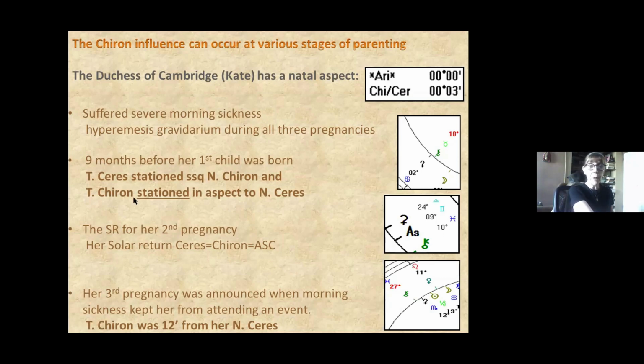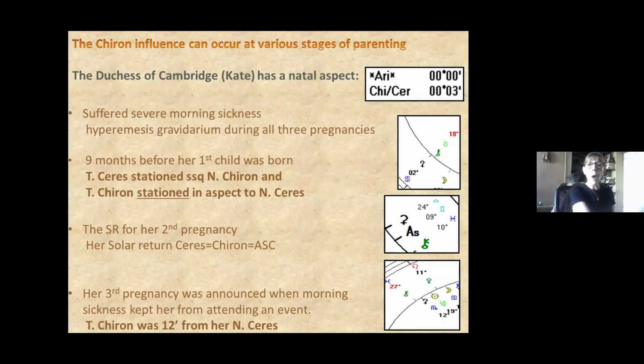semi-squaring her natal Chiron, and transiting Chiron stationed in aspect to natal Ceres, and that's what it looked like. Ceres was aspecting natal Chiron. I don't think we have Chiron to Ceres. For her second pregnancy, it showed up in her solar return, where she had Ceres Chiron ascendant. For her third pregnancy, when they announced she was supposed to show up at some event, and they announced that morning sickness was keeping her from the event, transiting Chiron was 12 minutes from her natal Ceres when that happened.